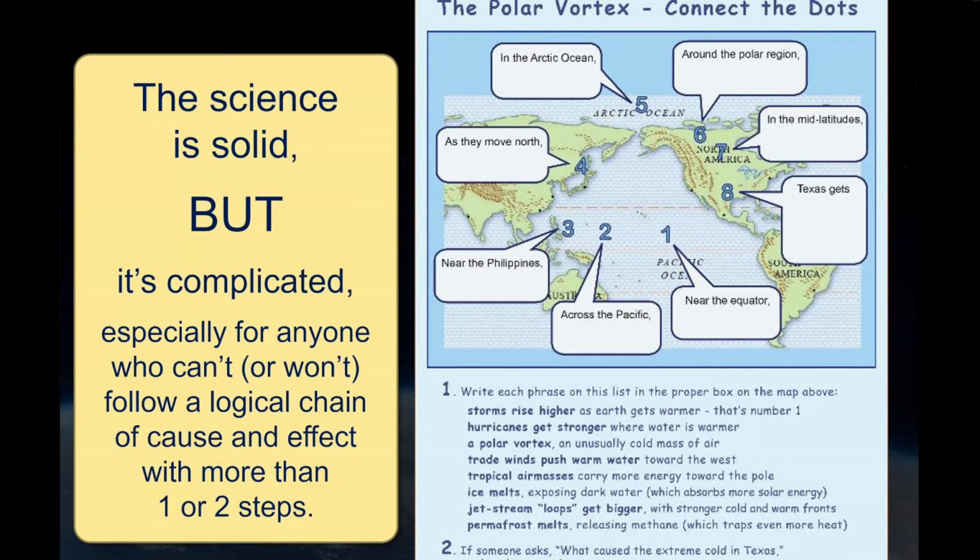It's especially complicated for somebody who either can't or won't try to follow a logical chain of cause and effect that has more than one or two steps. In other words, something too big to fit on a bumper sticker.